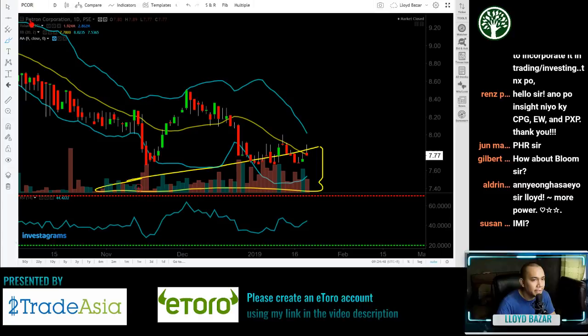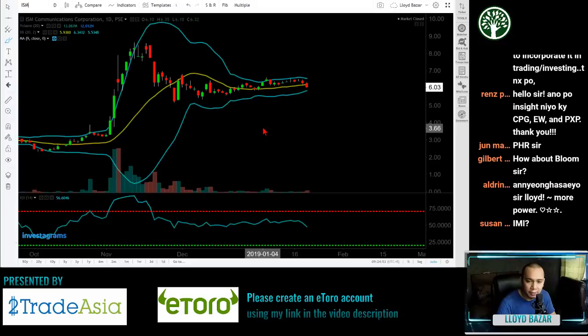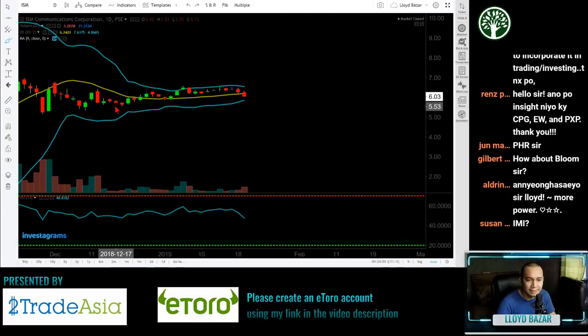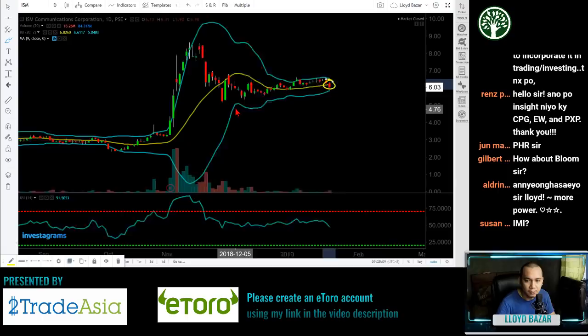ISM, say ISM naman for short-term trading. I don't want to recommend ISM yet for short-term trading. Maybe it's going to go back down to support. Maybe it's going to form a support anytime soon. So this just means na tapos na ang uptrend ni ISM. But still, ISM is a good company to get into. Right, if you see a bounce, pwede po kayo mag-test buy na kay ISM.